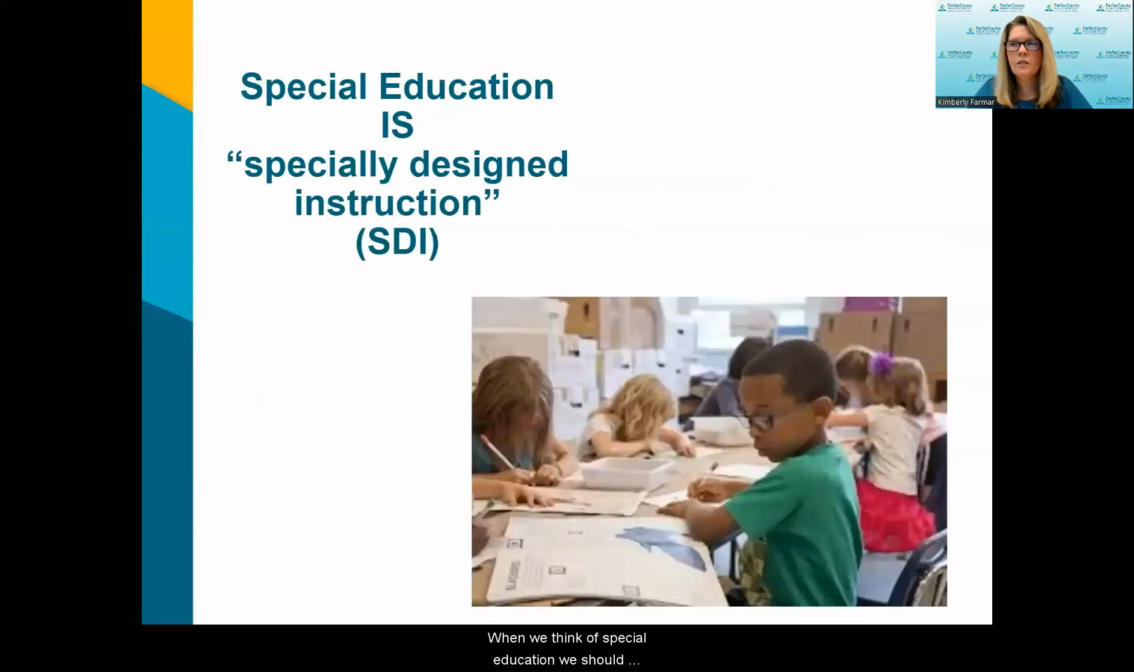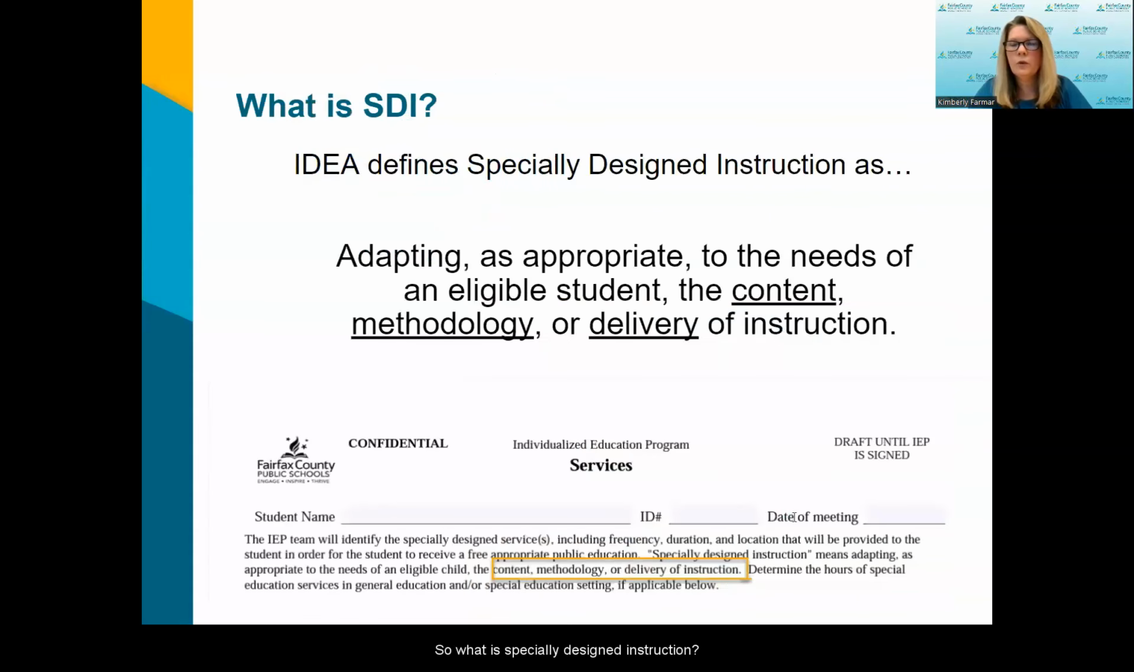When we think of special education, we should automatically envision specially designed instruction. Our students are wonderfully and uniquely equipped with their own set of strengths and needs, which requires an approach just as uniquely designed as they are. So what is specially designed instruction?